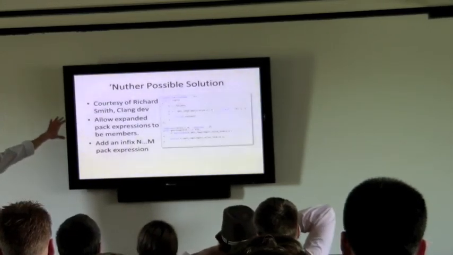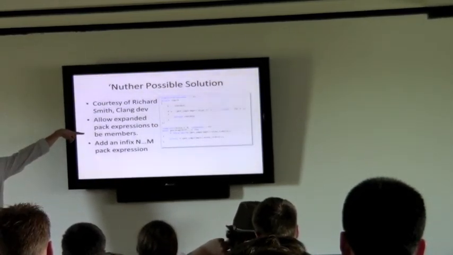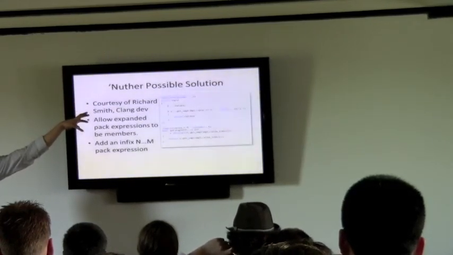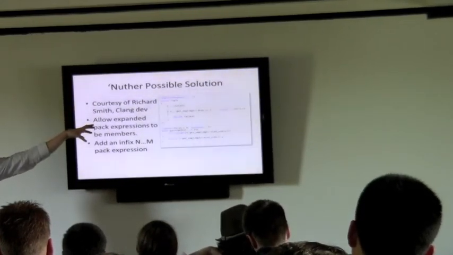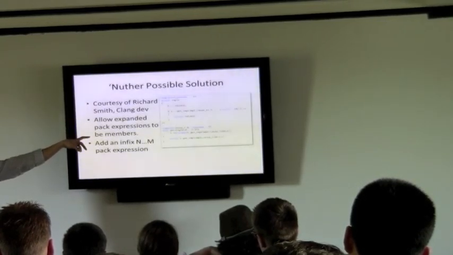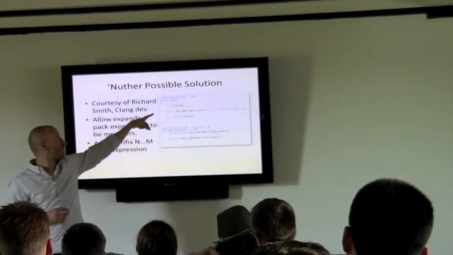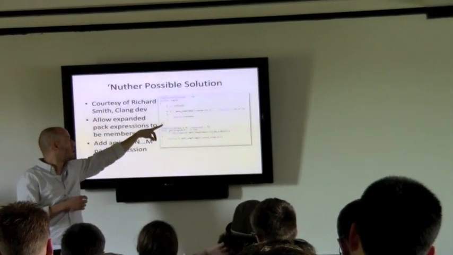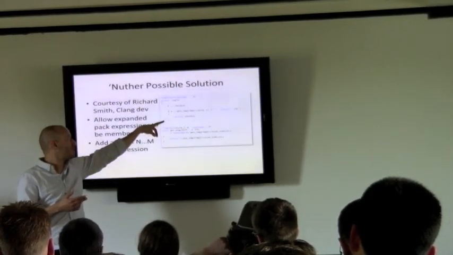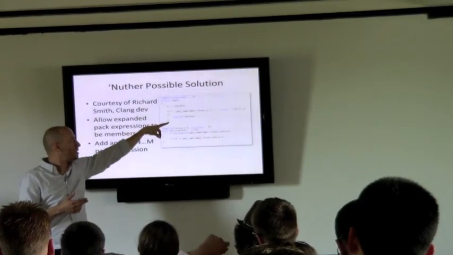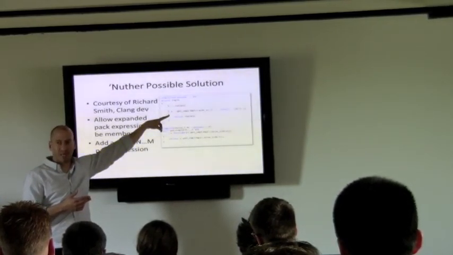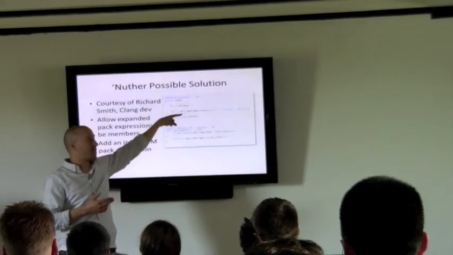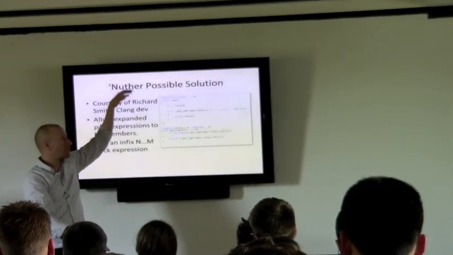So his idea is to allow expanded pack expressions to be members. That is, don't implicitly convert to a built-in tuple thing. Don't try to make these things first-class things, because they're not really. So here, you have values, which is an expanded parameter pack that stores all the values of the tuple. And then you have this get_impl, but it's defined very strangely with the dot dot dot. And what this generates is actually a series of get_impls.